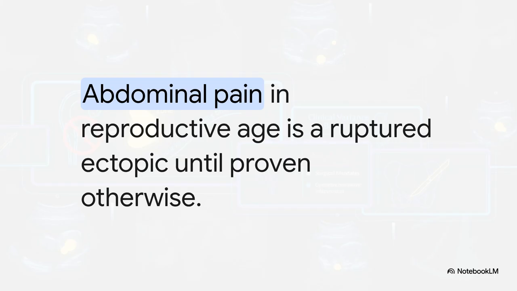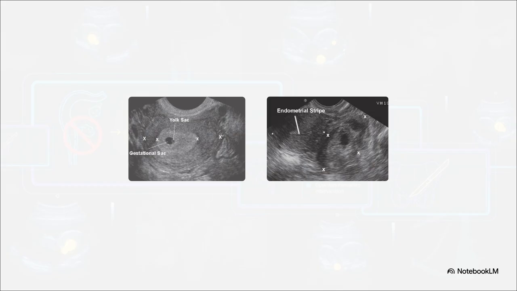So from this very aggressive starting point, we rely on precise diagnostic tools to quickly rule this deadly condition in or out. And this brilliantly illustrates exactly what we're looking for. When you look at a normal intrauterine pregnancy, it features a gestational sac containing a yolk sac that's perfectly nested right within the uterine cavity. Conversely, the classic ectopic presentation reveals something entirely different: a thick endometrial stripe, an entirely empty uterus, and a complex adnexal mass.